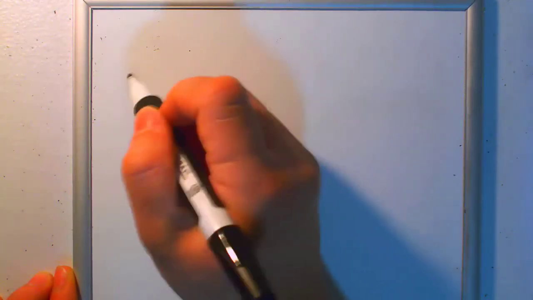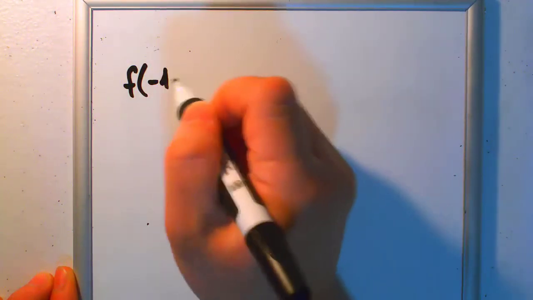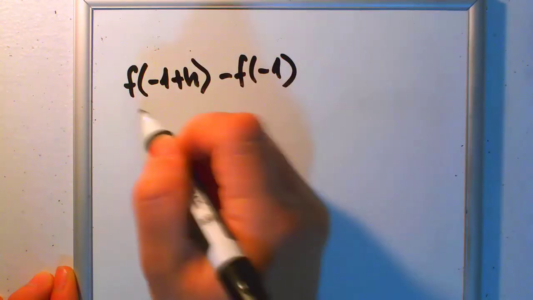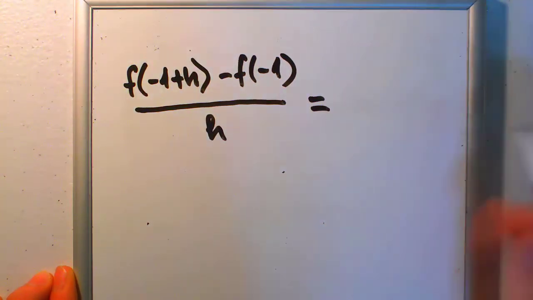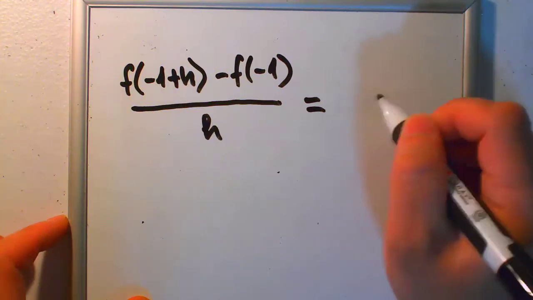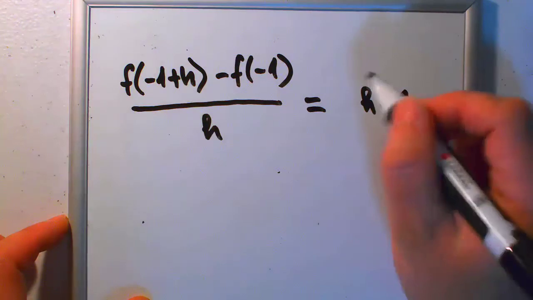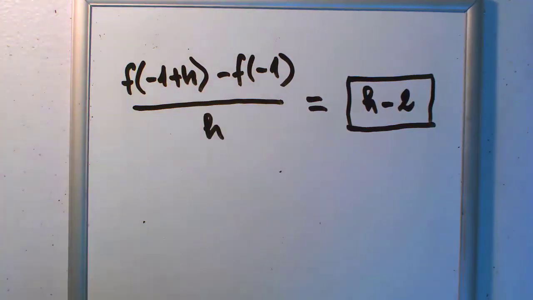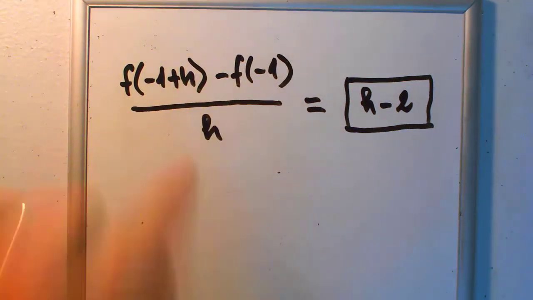And so concluding our next example here, what we had was f of -1 plus h minus f of -1 over h, and we came down to the final answer after all that simplification work, which equals h minus 2. And that is our answer after simplifying f of -1 plus h minus f of -1 over h.